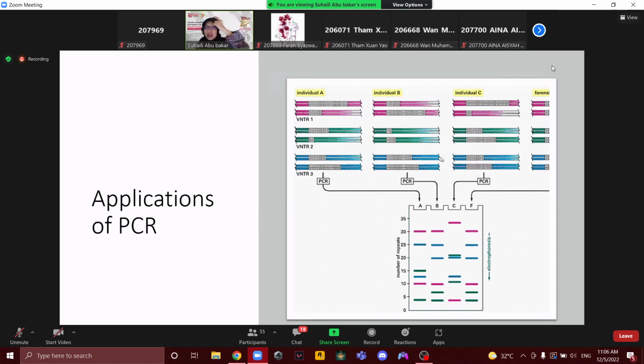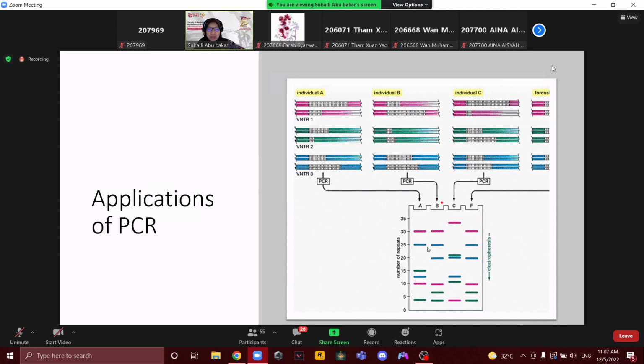So they compare between individual C who match to this one. Let's say katalah forensic punya this one. Which one is matching to the forensic? Yang mana matching? Yang mana matching? Individual A, individual B, individual C. Go say B. B because present of the length, same length, right? So we can exclude A and C.